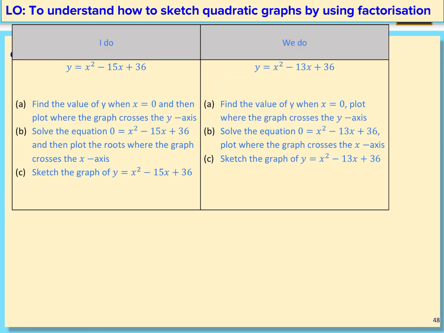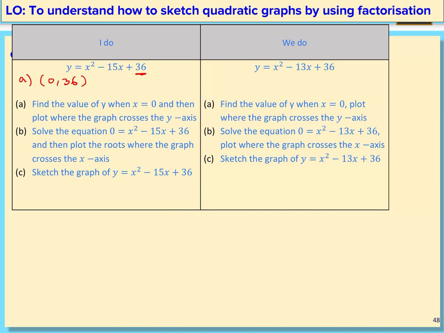Okay, let's go over how to do these sets of questions. So we're going to do the same step. We're going to find our y-intercept. The y-intercept is going to be the constant, and the constant is 36. So when we actually write that down, the coordinate is going to be 0, 36. Great, first step is done.